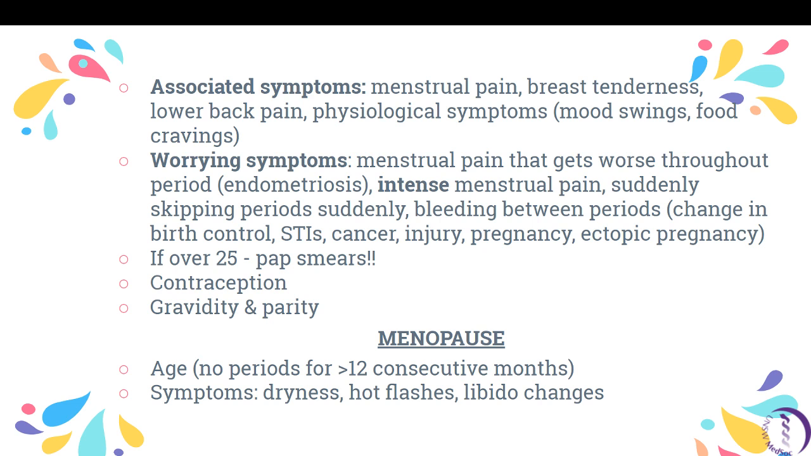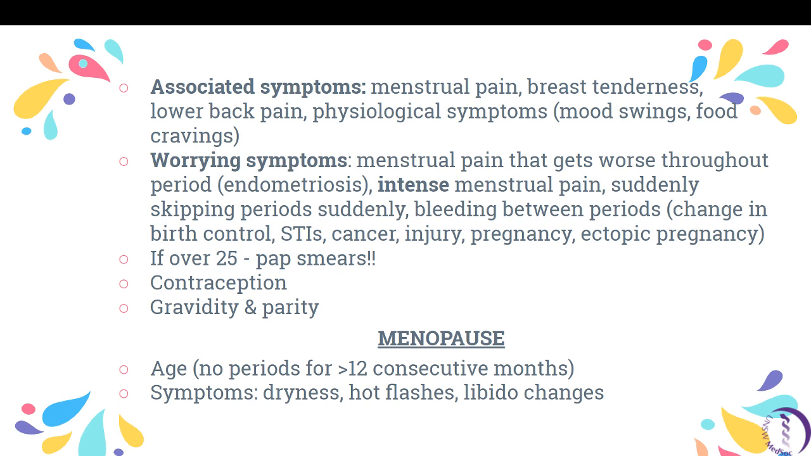Okay, so bleeding between periods can be anything from the fact that they might have missed their pill or they might have changed their contraceptive. They could have had an STI, cancer, injury, pregnancy, ectopic pregnancy, that sort of thing there. Okay, so one of the things that you really want to check for in a menstrual history.